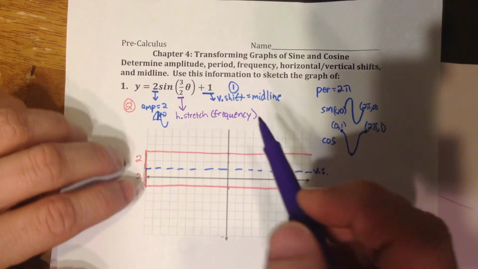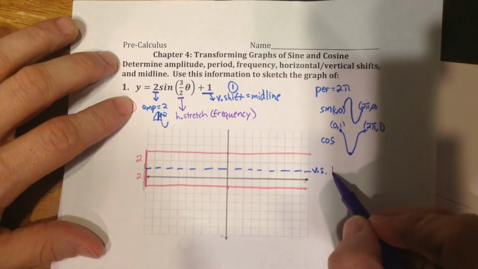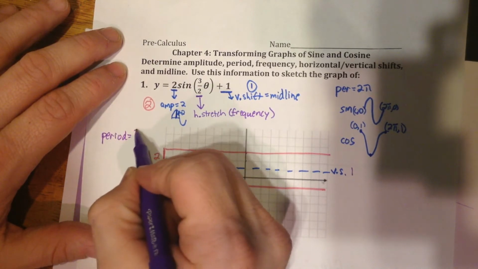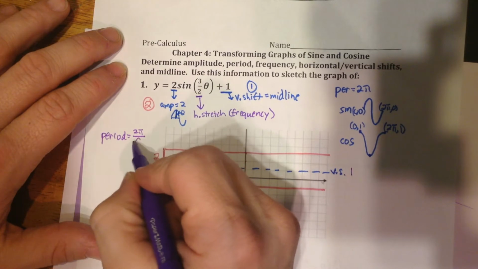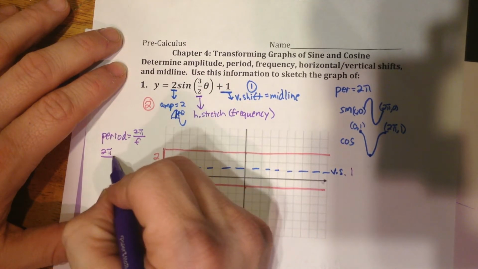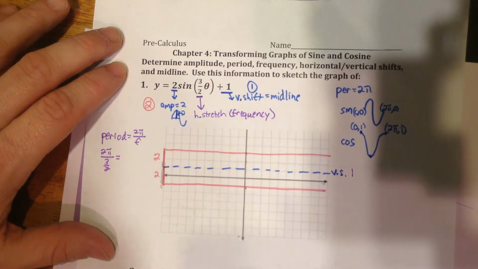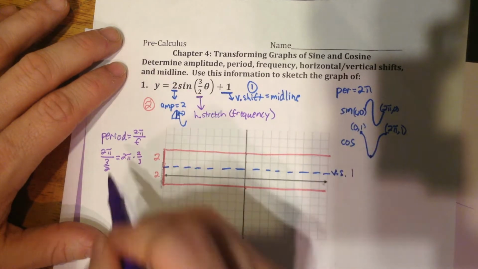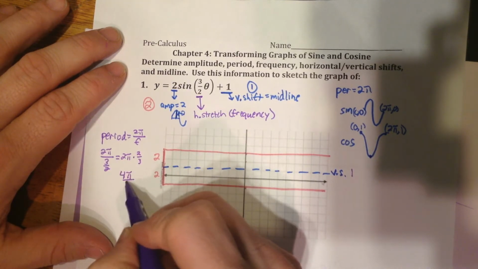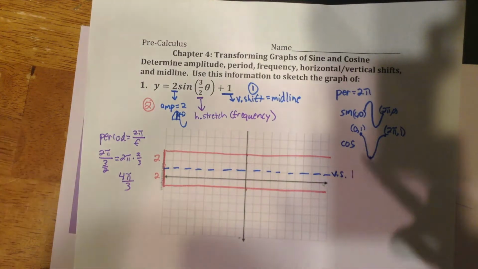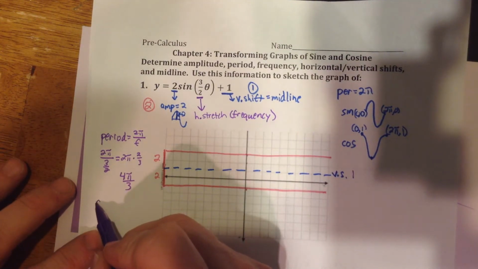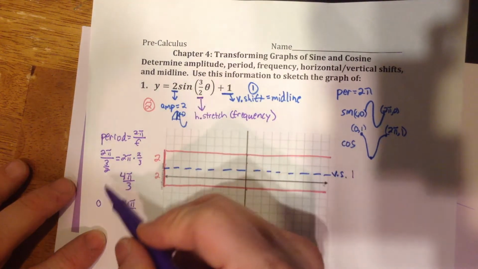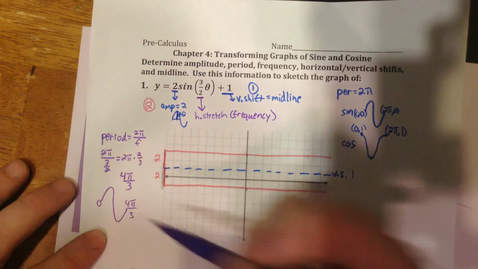But the best thing you can do with that number is period equals 2 pi over the frequency. So in this case, it's 2 pi over 3 over 2. And that's a copy times flip. That's going to be 2 pi times 2 over 3. And the math gives us 4 pi over 3, which is really, really nasty. But here's what it means. It means from 0 to 4 pi over 3, we are going to complete one sine wave. So it's going to do this.